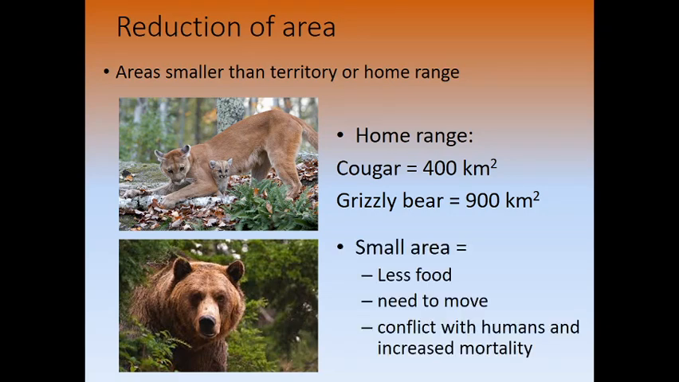As you decrease the total amount of area in a fragmentation scenario, you're going to have less food. These organisms are going to have to move around in this fragmented landscape, so they're going to have more conflicts with humans, and what that really means is increased mortality, right? Whether it's accidentally running into things, like deer crossing roads and getting hit by cars, or a grizzly bear coming into the city, that grizzly bear is probably going to get shot, right? So when we reduce area, pretty much all the time we see a reduction in the number of species, starting with those species that require so much area.